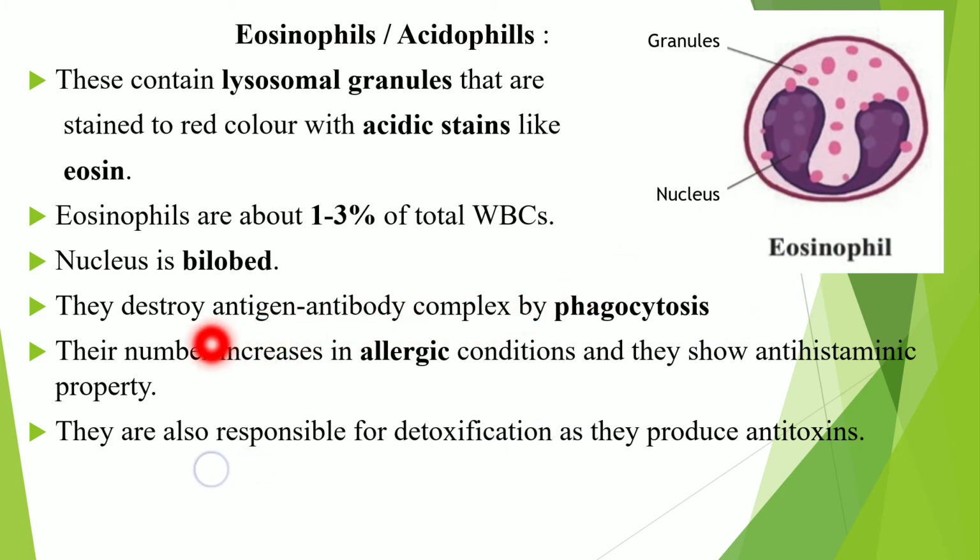So these eosinophils can destroy antigen antibody complex by phagocytosis. So when there is any infection inside the body, our body can secrete the antibodies. They can combine with the antigen or pathogen to form antigen antibody complex. This antigen antibody complex is destroyed by these eosinophils by the process of phagocytosis.